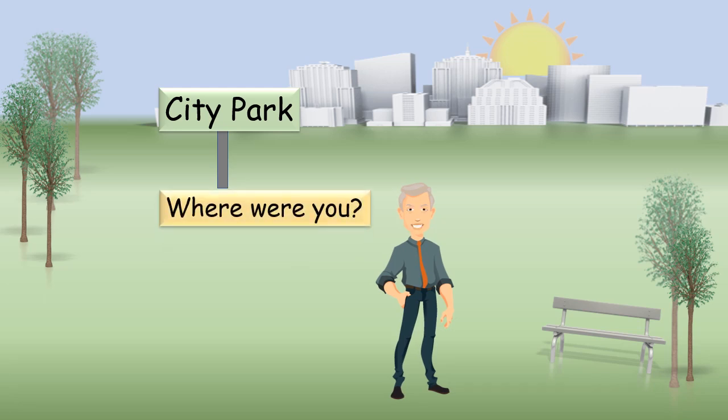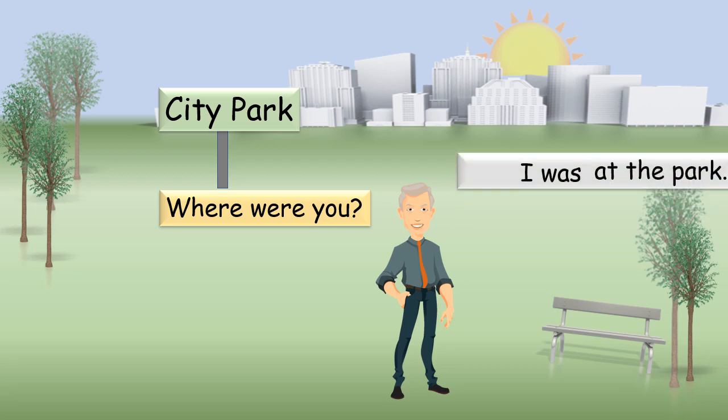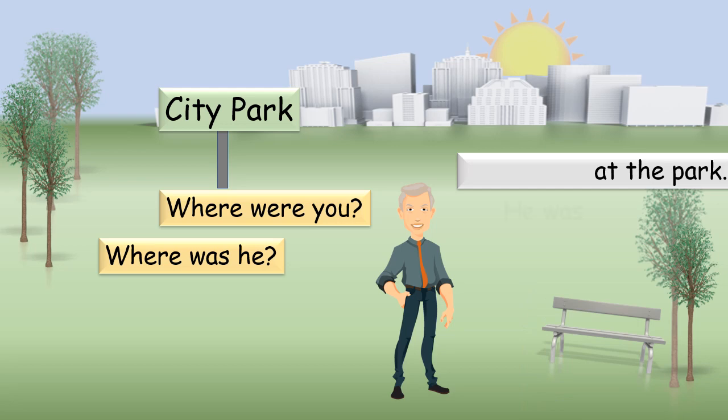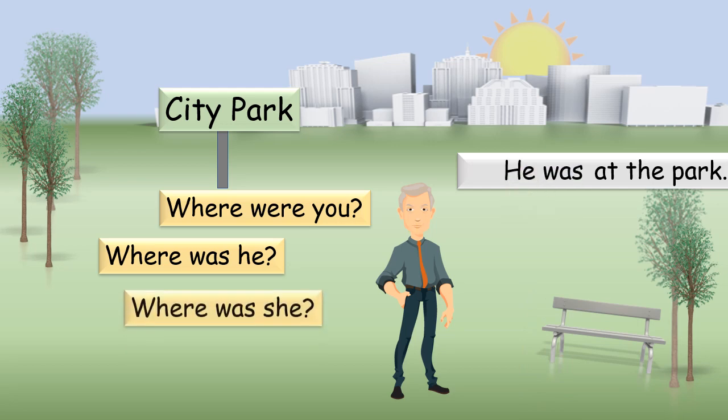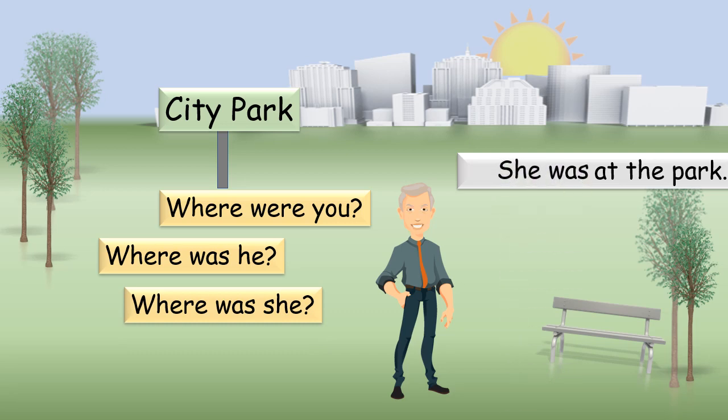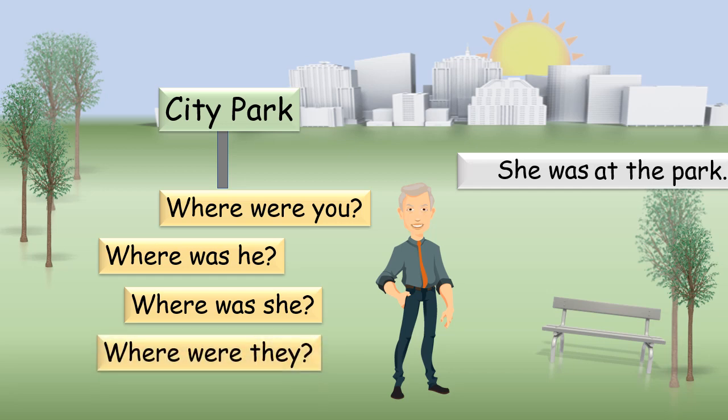Now, past tense. Where were you? I was at the park. Where was he? He was at the park. Where was she? She was at the park. Where were they? They were at the park.